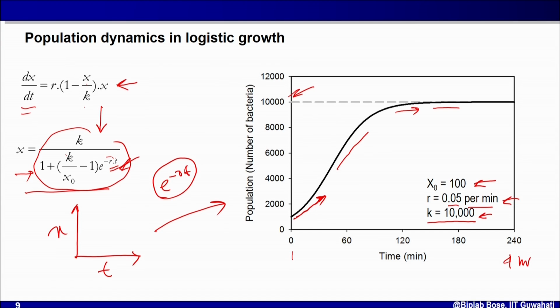So what is happening here? We start with 100 cells. Initially it increases exponentially. As it reaches towards the carrying capacity K, it becomes shallower, and then it becomes flat and hits the ceiling, the saturation point of 10,000. There is no further growth of the bacteria.